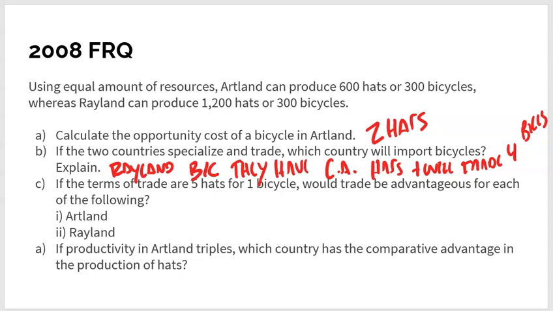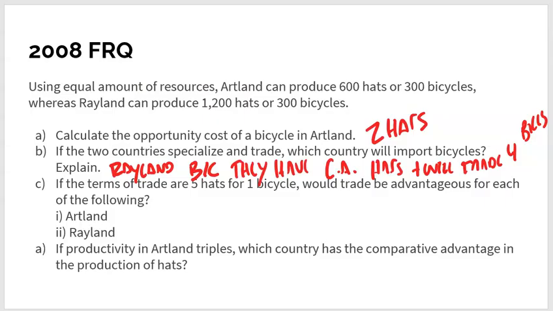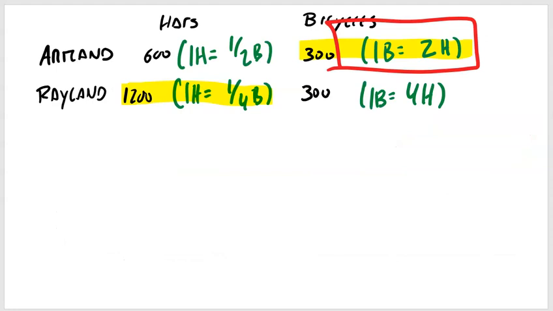So part C. If the terms of trade are 5 hats for 1 bicycle, which trade would be advantageous for each of the following, Artland and Rayland? So here, we're looking at 1 bicycle for 5 hats. Well, here we know that Rayland can produce 1 bicycle for 4 hats. Artland can produce 1 bicycle for 2 hats.